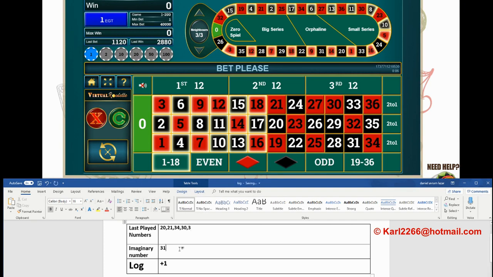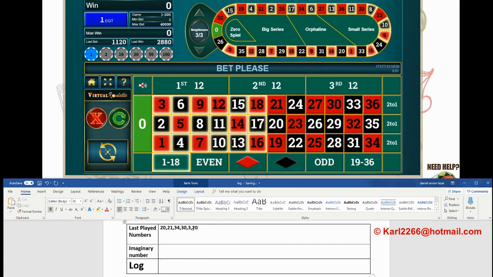Okay, the imaginary number now is changed, but from my experience, when one number with 1 digit comes after many numbers with 2 digits, I will wait. So we don't look for imaginary number, we don't look for new logarithm. We will wait more spins until we are sure.